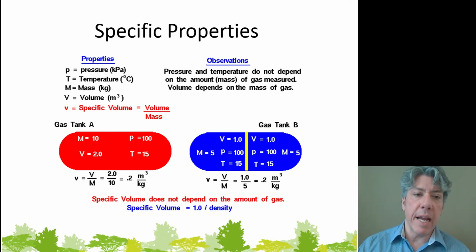But let's think for a minute how we could rectify this. How could we have sort of a volume property that was not dependent on the extent of the system? That seems like an oxymoron, right?